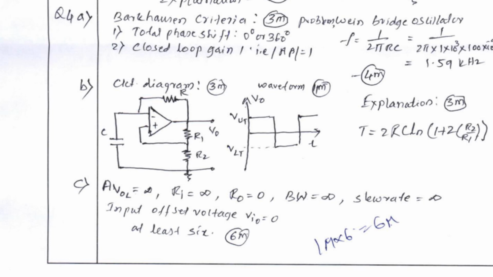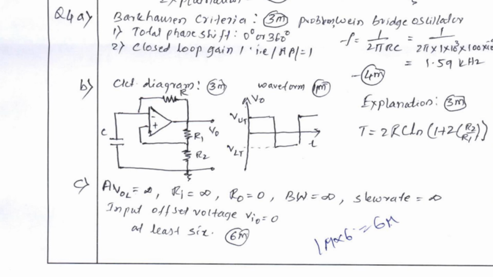And in the Wien bridge oscillator, there was a problem where the resistance value and capacitance value were given to calculate the frequency. So frequency is equal to 1 by 2 pi RC. So based on that, you will substitute the resistor value and the capacitor value to give the frequency in kilohertz.